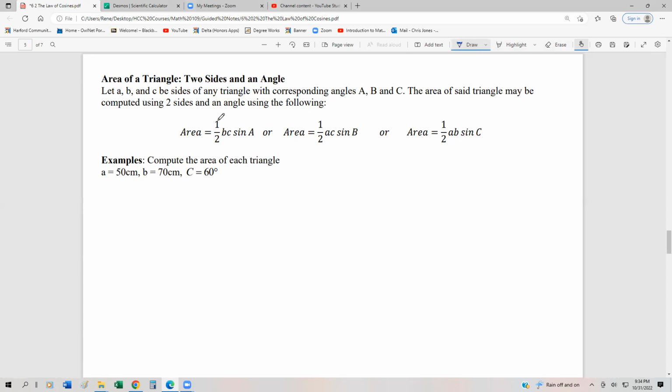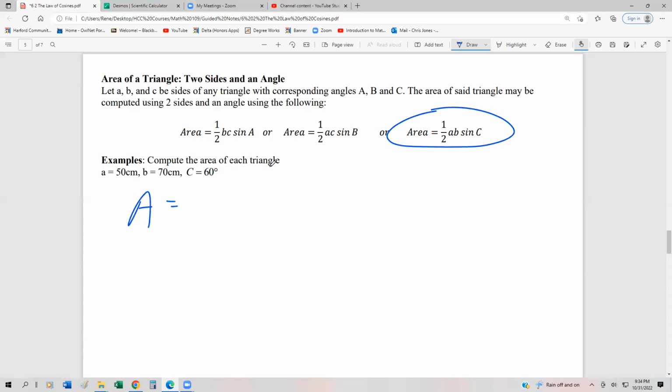We could take 1/2 BC sine A, or 1/2 AC sine B, or 1/2 AB sine C. We just substitute directly into the formula, so this is really easy to compute. Let's say for some reason we had a side A of 50, a side B of 70, and an angle between those two sides of 60. Well, I can just go ahead and use this formula right here.